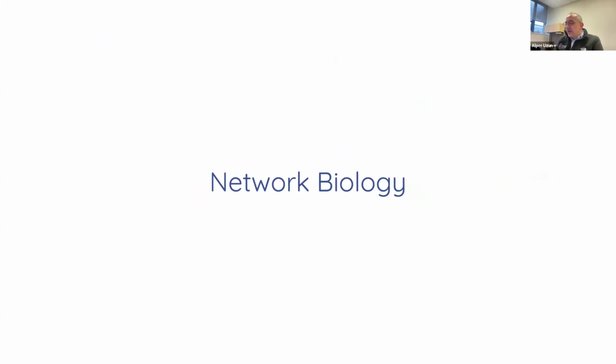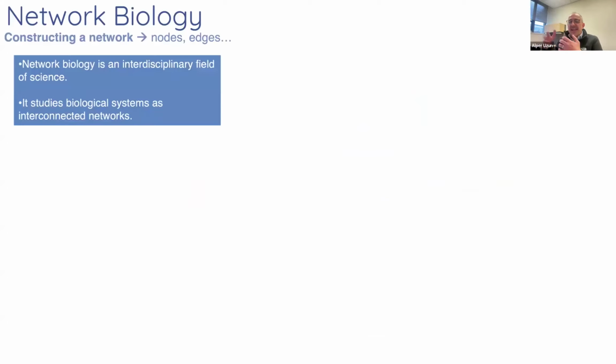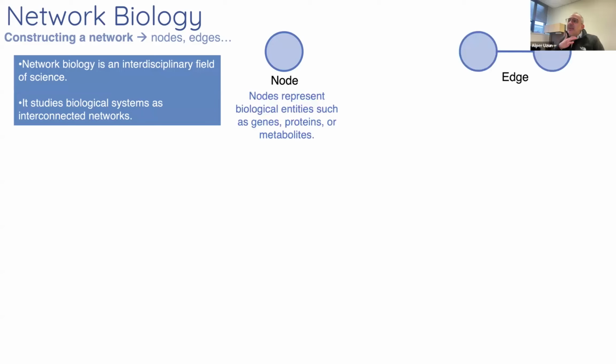Complex disease can be a good example for analyzing network biology, because everything is interaction in complex diseases. When constructing a network, you can think about nodes and edges. Network biology is an interdisciplinary field of science that studies biological systems as interconnected networks. A node is a representation of a biological entity. This entity can be a gene, protein, metabolite, or whatever you like in that representation.